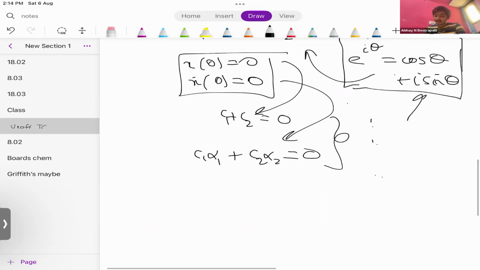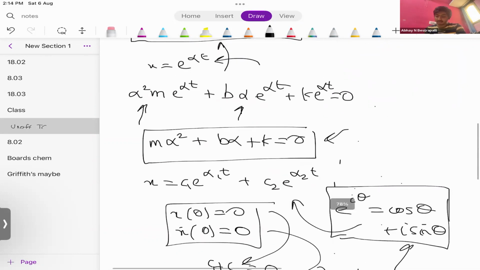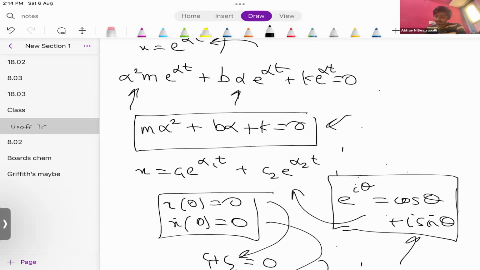Now to make things more interesting, we're going to modify this equation even more.